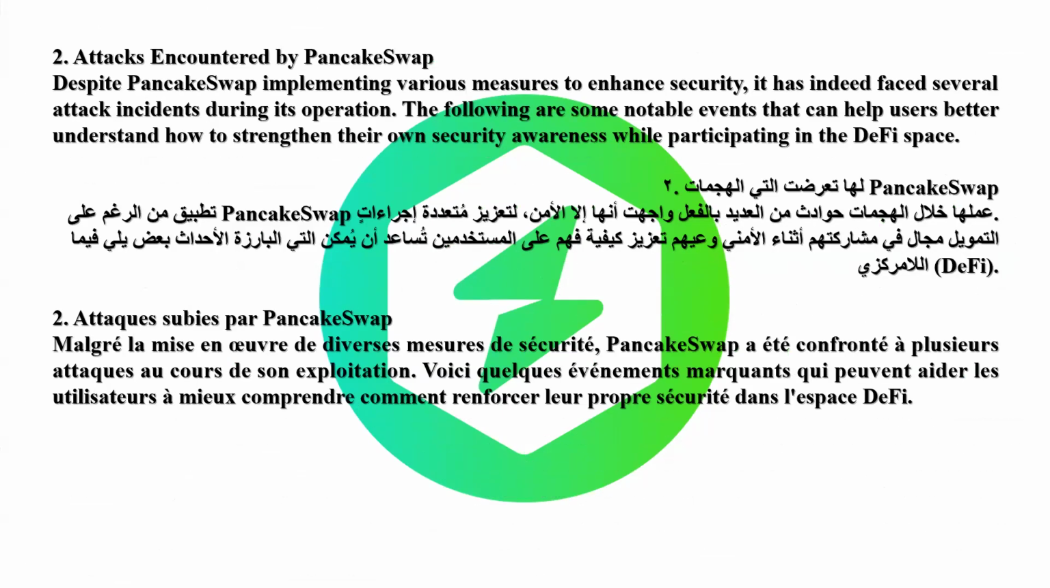Now let's talk about the attacks encountered by PancakeSwap. I think this is very interesting. Despite PancakeSwap implementing various measures to enhance security, it did face several attack incidents during its operations. These are some notable events that can help users better understand how to strengthen their own security awareness while joining the DeFi space.